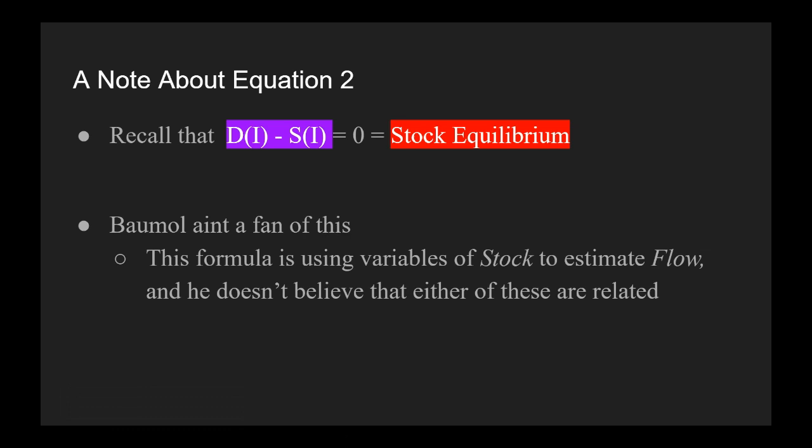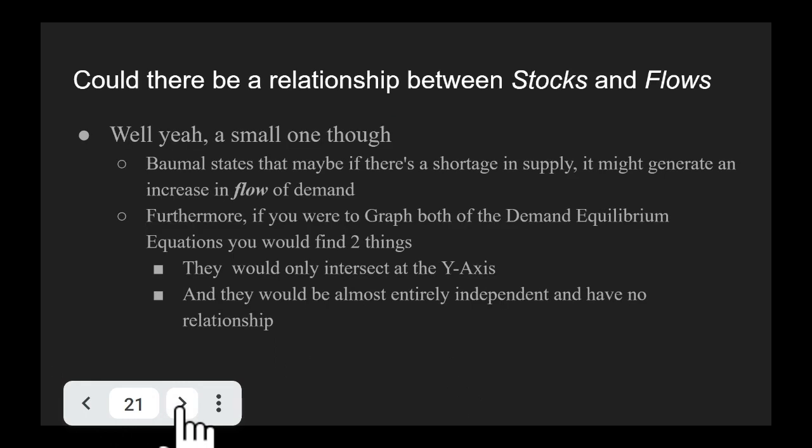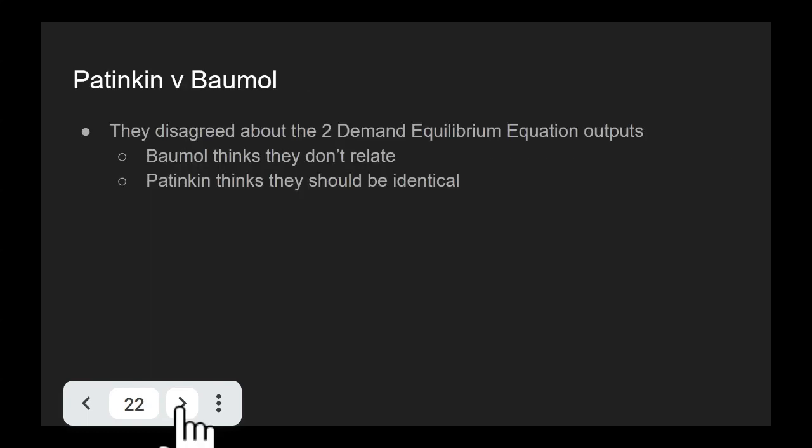Recall that equation 2, D1 minus S1 equals stock equilibrium. And typo here, stock and flow need to be flipped. Baldwin isn't a fan of this because it's using variables from a flow equation from earlier to determine the stock equilibrium, which doesn't really make sense. Could there be a relationship between stocks and flows that could justify using the flow variables to derive the stock? Possibly, but Baldwin says if there is one, it's going to be non-existent. It's only going to be that they intersect at the y-axis and they both point in the same general direction.